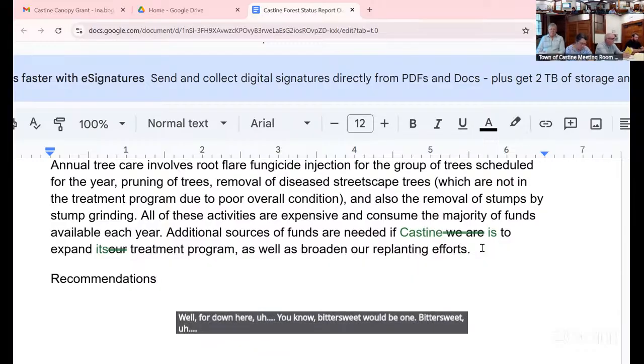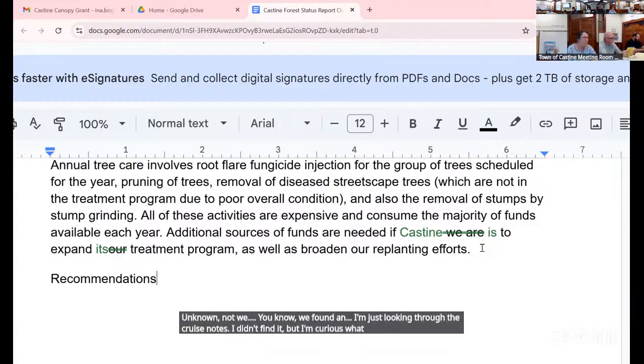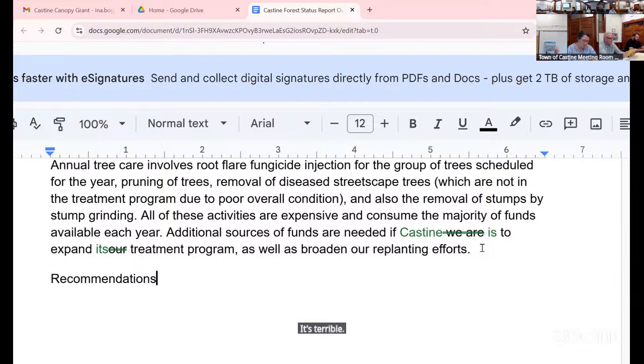Barberry, absolutely down here, looking. Multiflora rose, knotweed. We found it out. I'm just looking through the cruise notes, I didn't find it, but I'm curious what your buckthorn thought is. It's terrible, there are two species. Yeah, we found both common and glossy buckthorn.